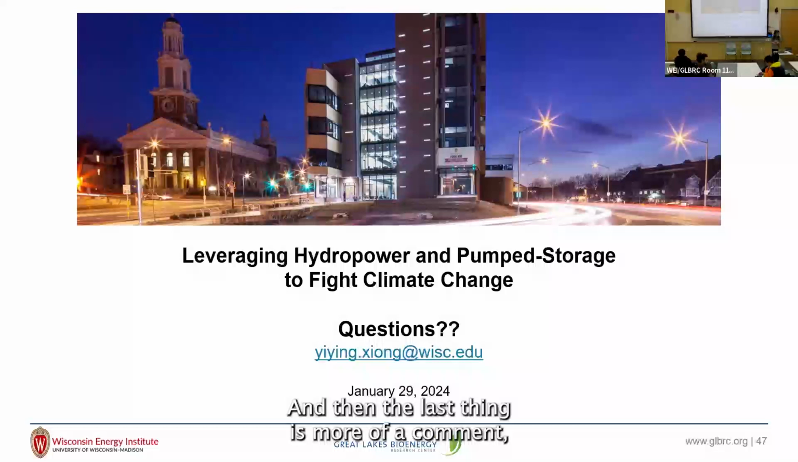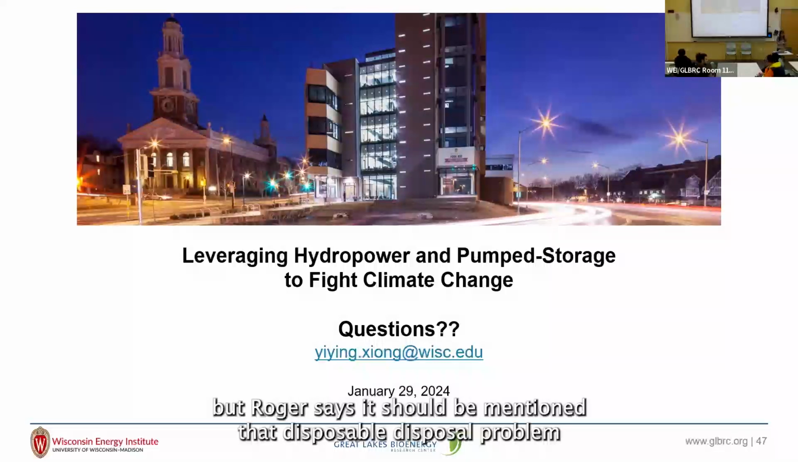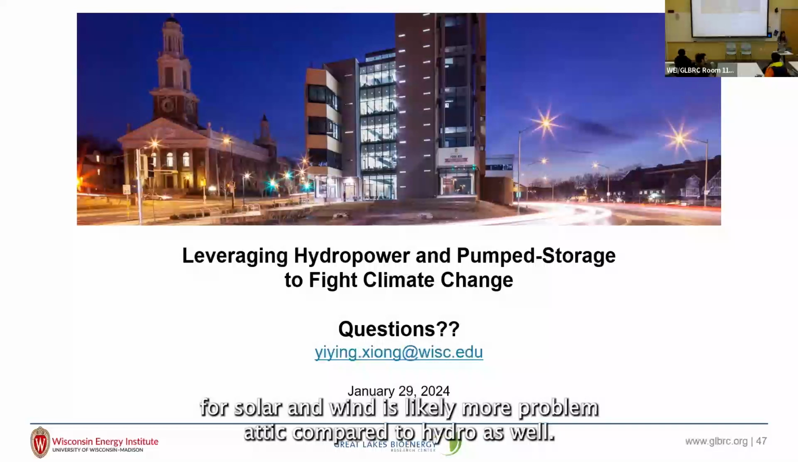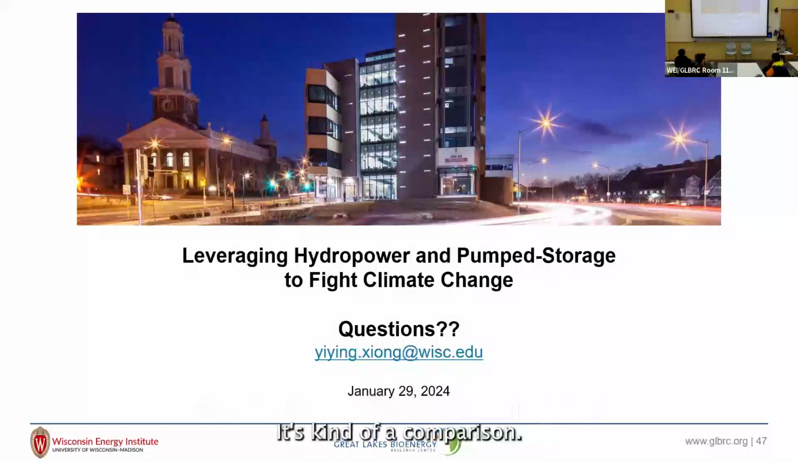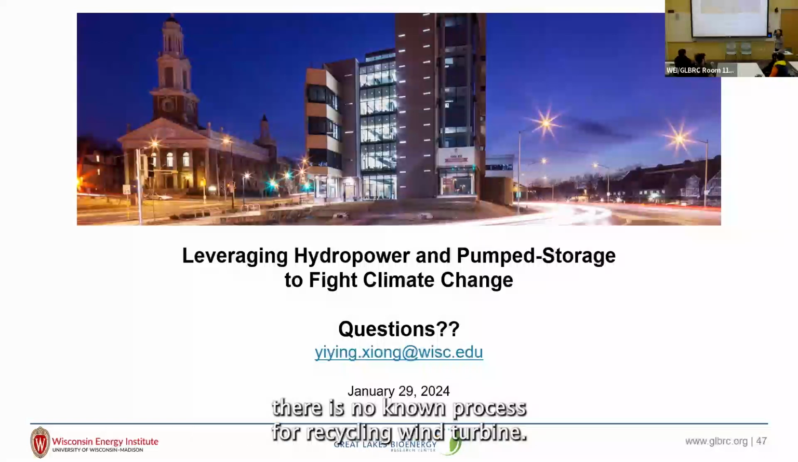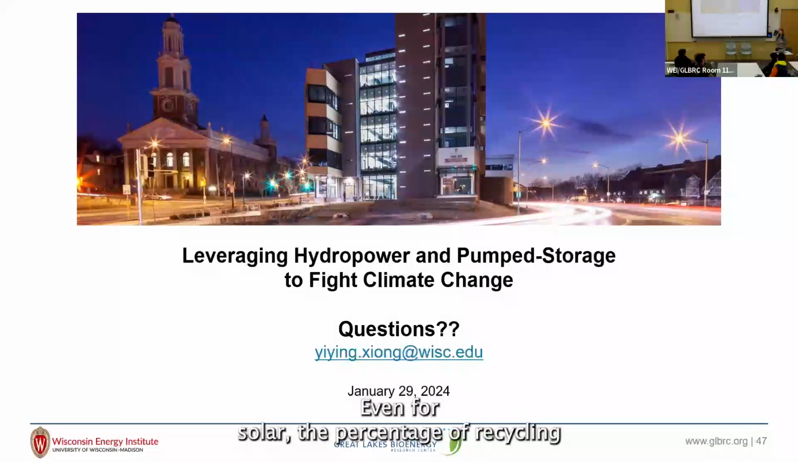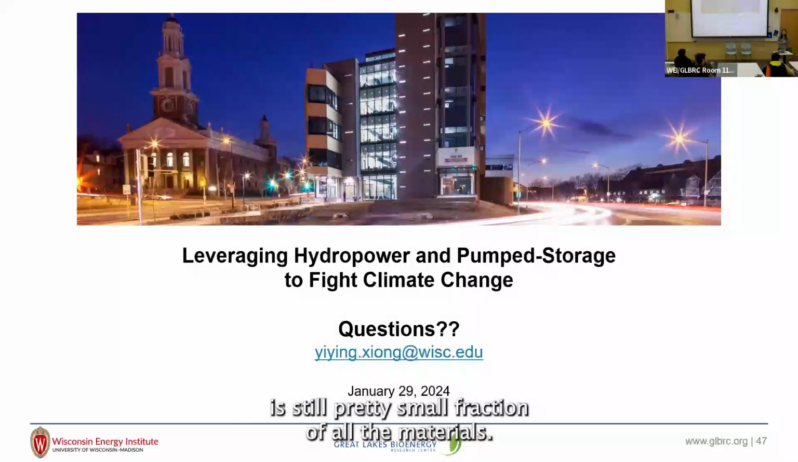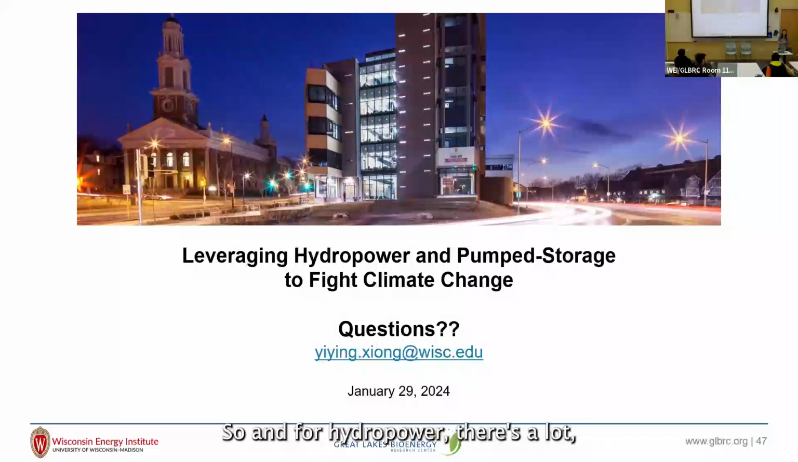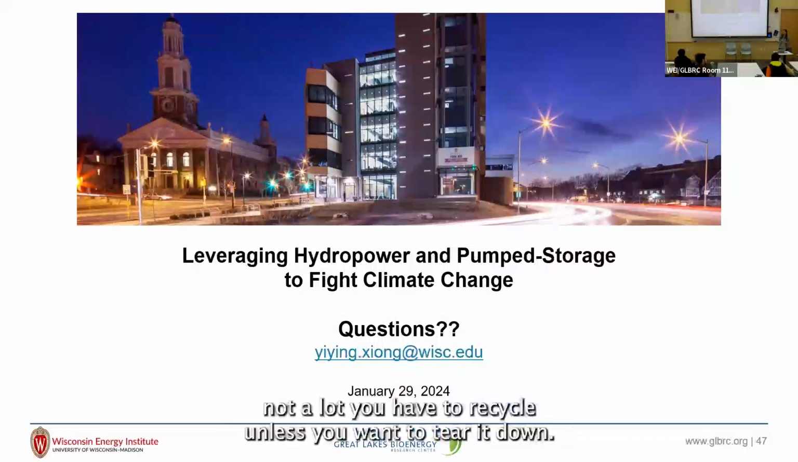Right. And the last thing is more of a comment, but Raj says it should be mentioned that the disposal problem for solar and wind is likely more problematic compared to hydro as well. It's kind of a comparison. Yeah, that's very true. I actually own a windmill at my house, and there is no known process for recycling a wind turbine. Even for solar, the percentage of recycling is still a pretty small fraction of all the materials. And for hydropower, there's not a lot you have to recycle unless you want to tear it down.